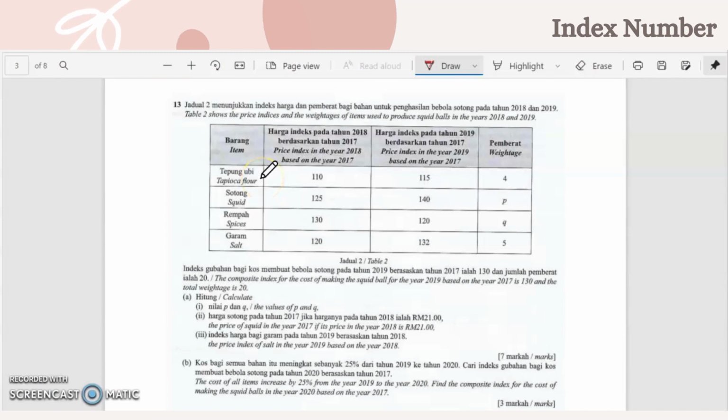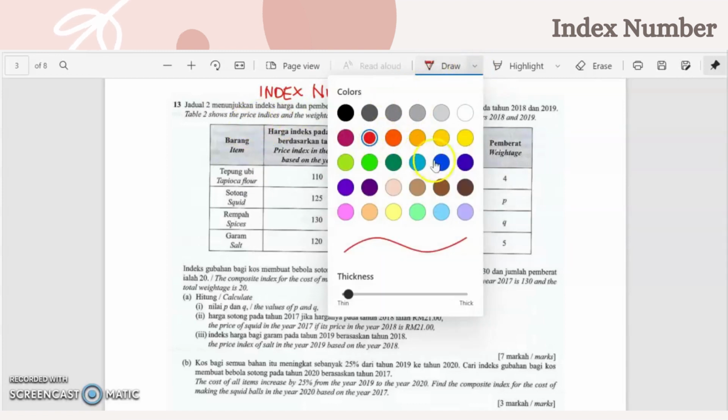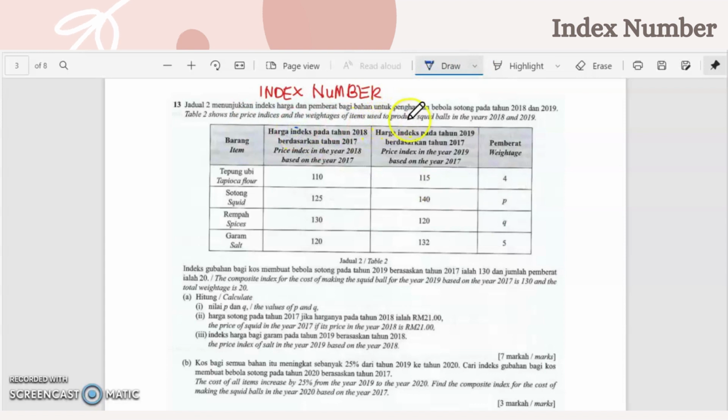Okay, so we go to question number 13. This one is about index numbers. Table 2 shows the prices, the price indices, and the weightage of items used to produce squid balls in the year 2018 and the year 2019. Given the price index in the year 2018 based on the year 2017, and this one is the year 2019 based on the year 2017, and also the weightage used.